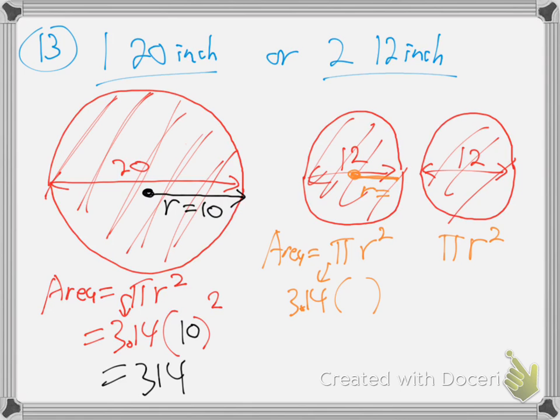R is just 6. I don't know if you can read my writing. Let me change the color there. So yeah, from the middle to the edge, r is just 6, huh? Because radius is just halfway. So 6, but it's squared. Same thing over here. 3.14 times 6 squared. Let me try that again.